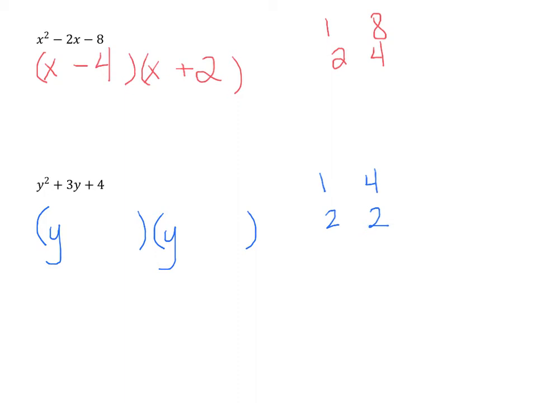This tells me that the terms are the same. This tells me that they're both positive. So 1 plus 4 does not equal 3. 2 plus 2 does not equal 3. What does that mean? That means that there is no solution here. This is prime. It means that we cannot factor it.